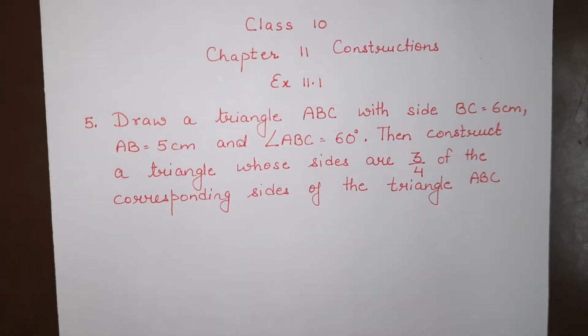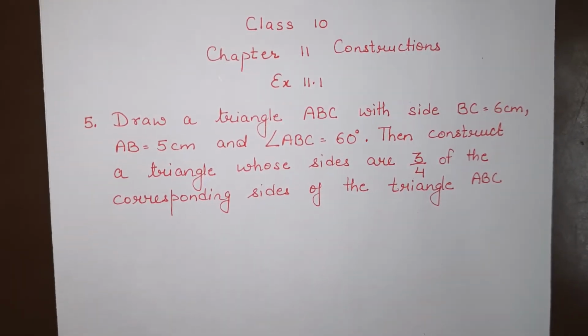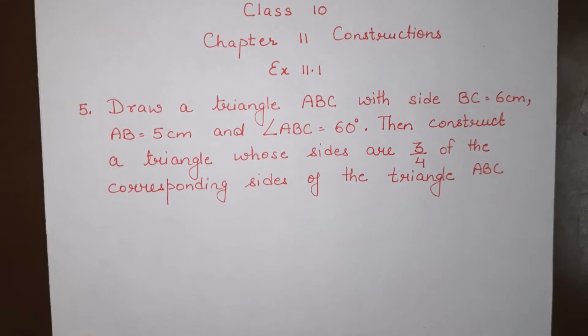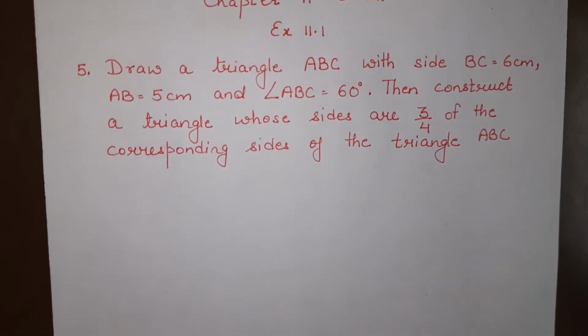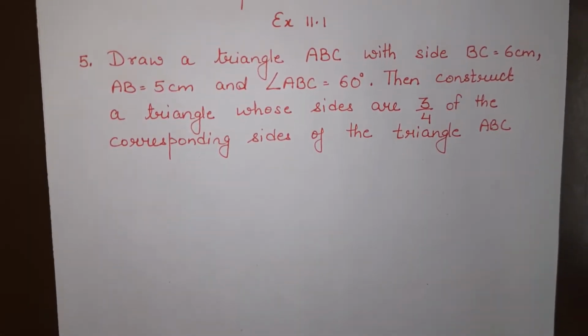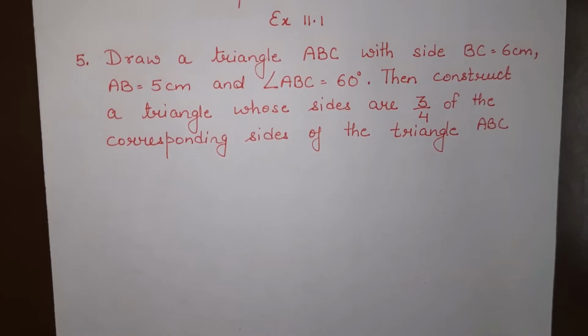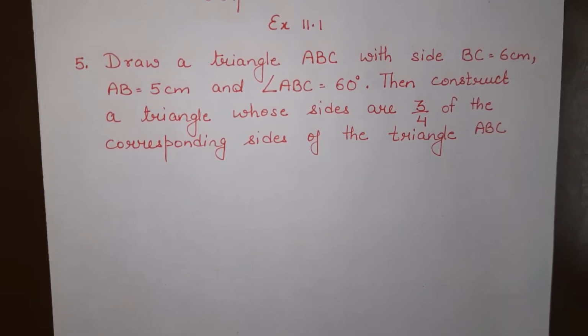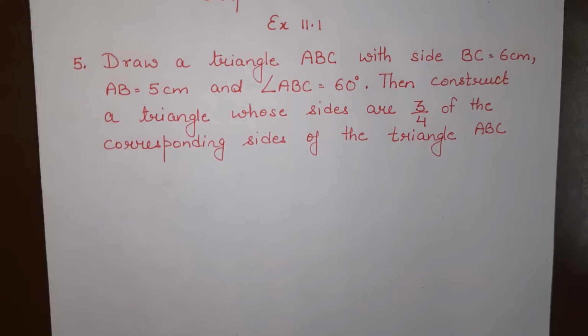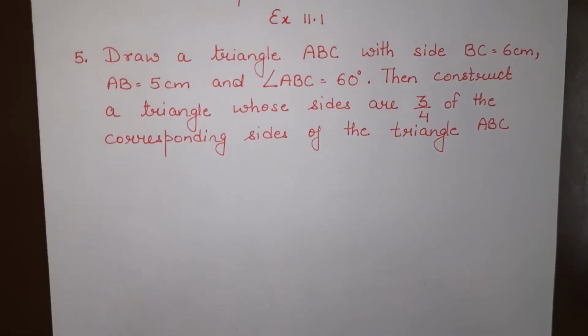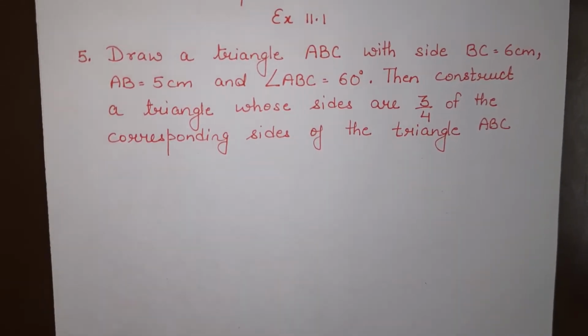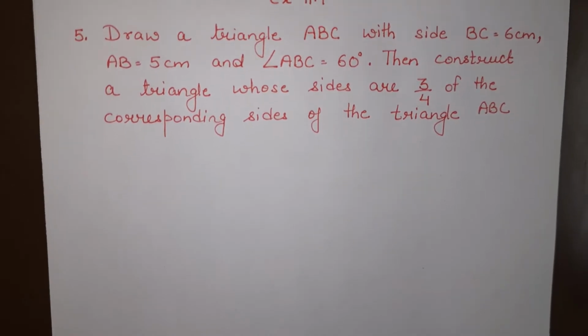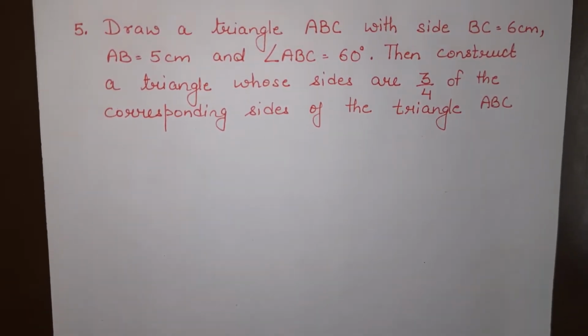Hello everyone, today we will do class 10th chapter 11 constructions exercise 11.1 question number 5. Draw a triangle ABC with side BC 6 cm, AB 5 cm and angle ABC equals 60 degrees. Then construct a triangle whose sides are 3/4 of the corresponding sides of triangle ABC.